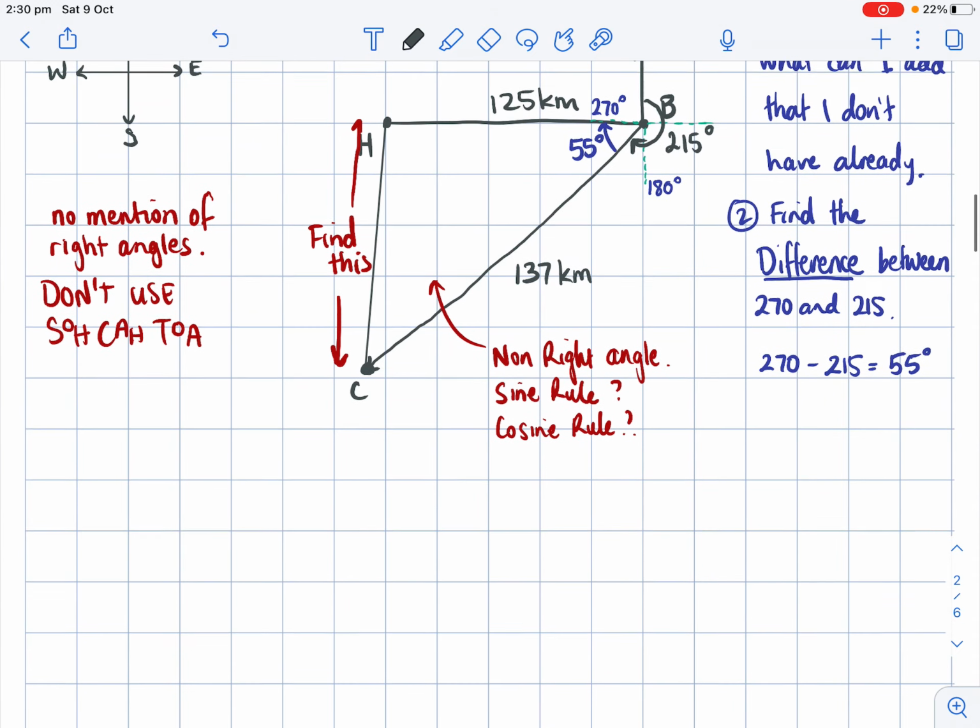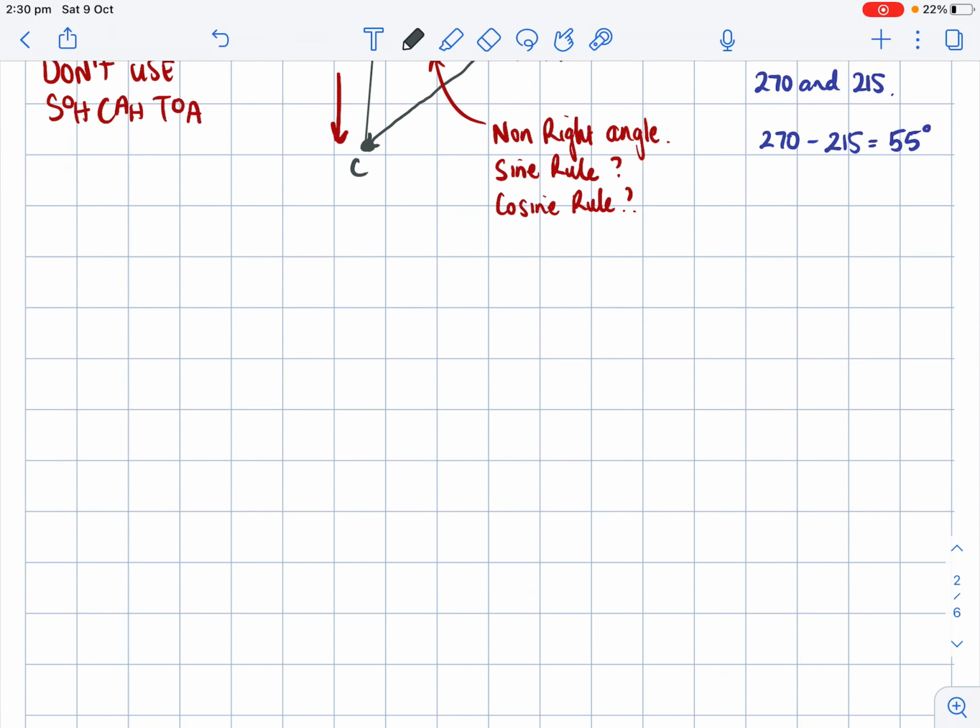I've done a lot already on this question. So to help myself, I'm going to go back and draw a really simple diagram. I'm going to have 1, 2, 3 sides. I know that the angle here is 55 degrees. I know that this is 125 kilometers, and this is 137 kilometers, and I want to try and find this length over on this side. And it's about that point you should be starting to think, right, non-right angle triangle, sine rule or cosine rule.